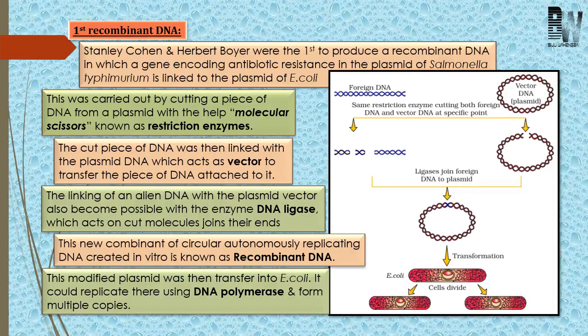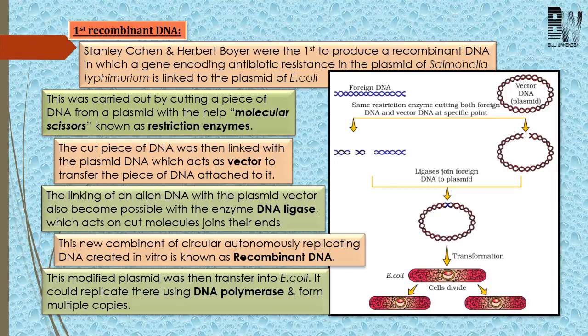This cutting of DNA is possible due to the discovery of one particular enzyme, and that enzyme is known as restriction enzyme. As this enzyme can cut the DNA, the enzyme is also known as molecular scissor. So in the exam, a question can be asked like this: what are molecular scissors and what is the role of molecular scissors?